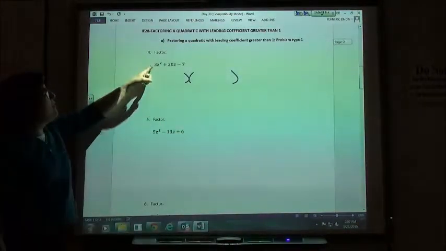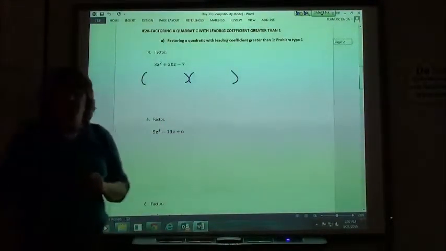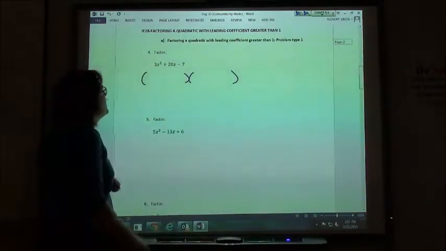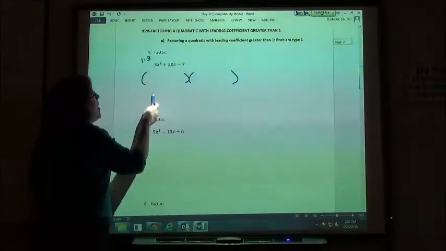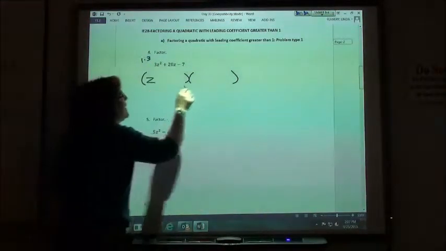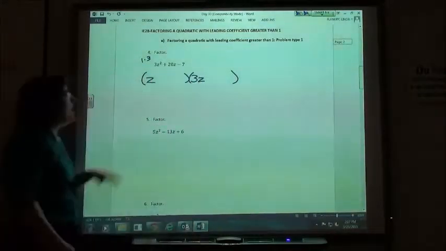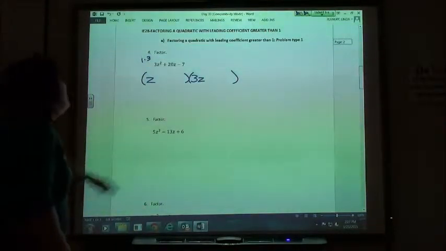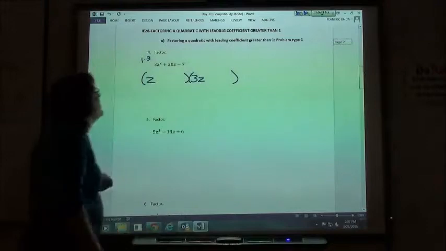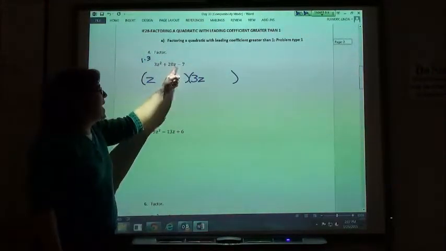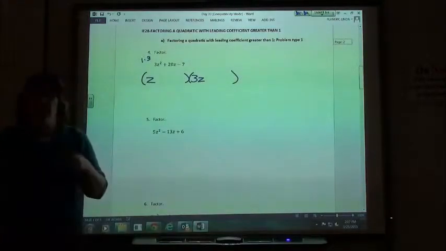But this time, when I factor my 3z squared, I have to figure out, well, what times what is 3z squared? Well, 3 is 1 times 3, so I'm going to have a 1z times a 3z, or z times 3z. Again, the order that you put them in there really doesn't matter. Eventually, it'll work out in the right order, hopefully. But I have a 1z and a 3z. My rules for my signs, the same as on the previous ones. If the end is negative, I know I have to have 1 of each sign.